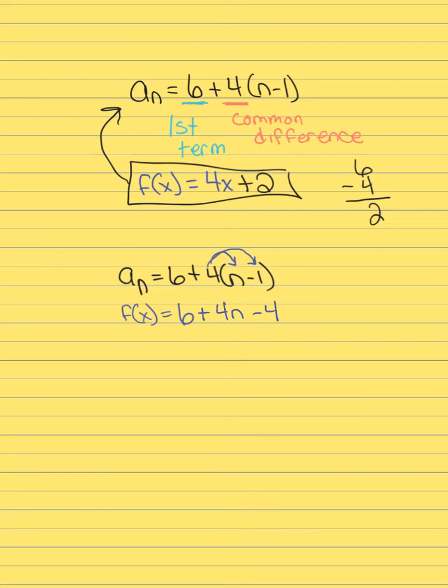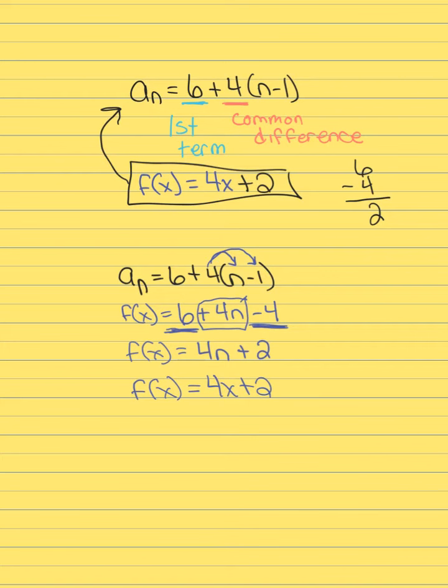Then I'm going to combine like terms. My 6 does not have a variable with it. My negative 4 does not have a variable with it, so those are like terms. This positive 4n does not have any others like it, so I can't combine it with anything. So I have f of x equals 4n, and 6 minus 4 is positive 2. Now, the one more thing I need to do there is to change it to x, so f of x equals 4x plus 2, and we come up with the exact same answer.